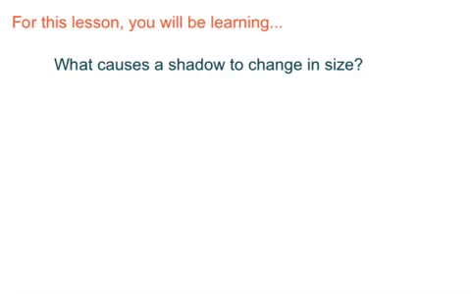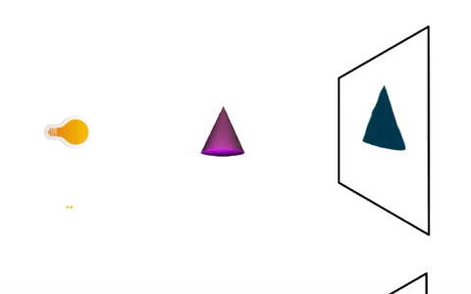For this lesson, we'll be learning about what causes a shadow to change in size. From the previous lesson, we've learned about what causes a shadow to change in shape. As we can remember, we can change the shape of a shadow by changing the position in which the object is placed, such as shown in this example here. When the cone is placed at the side, the shadow that's seen on the screen is a circle, and when the cone is placed in the upright position, then the shadow that's seen on the screen is actually a triangle.